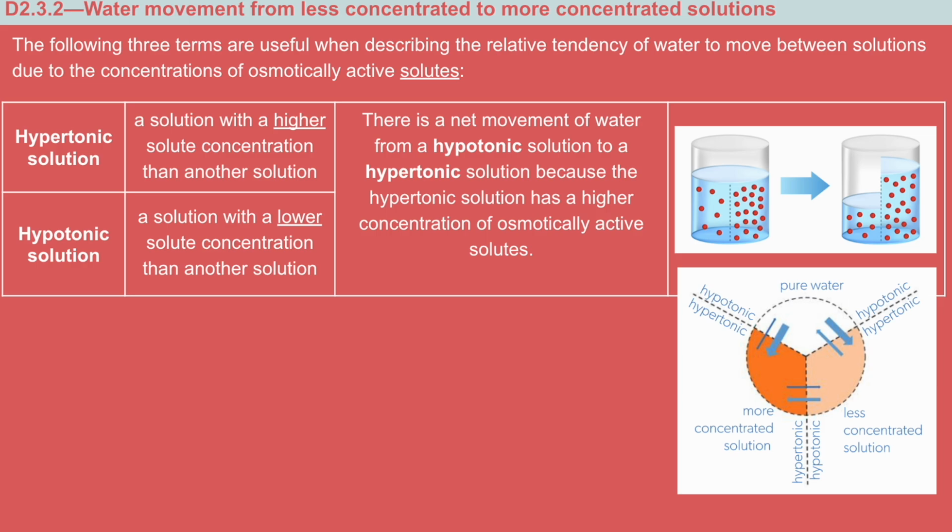Now we are going to use the term hypertonic solution to talk about a solution with a higher solute concentration. The word hyper is higher, like hyperactive. A solution with lower is going to be hypo, like a hypodermic needle goes under or below the skin, the dermis. Hypotonic has a lower solute concentration. So we're going to see that there's a net movement of water from a hypotonic solution to a hypertonic solution.